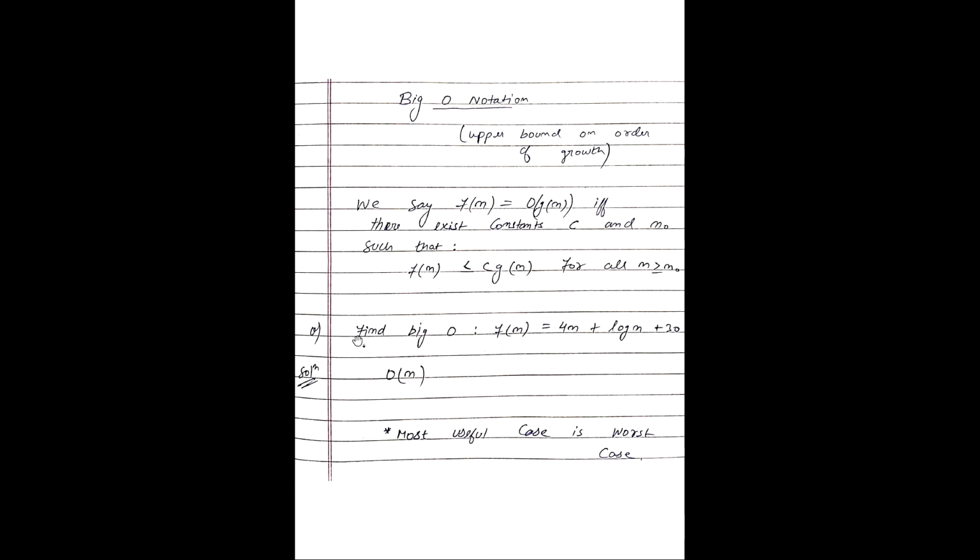Now we have to find the big O. Big O is also a type of time complexity. As I told you earlier, there are three types of time complexity. That is big O, theta and omega. Here we are dealing with big O.